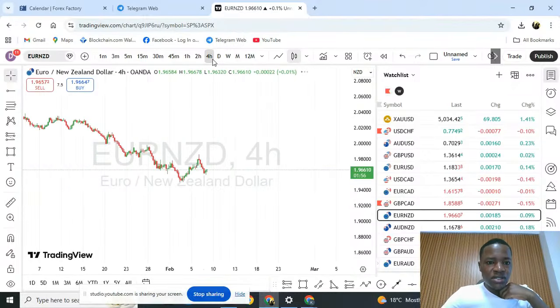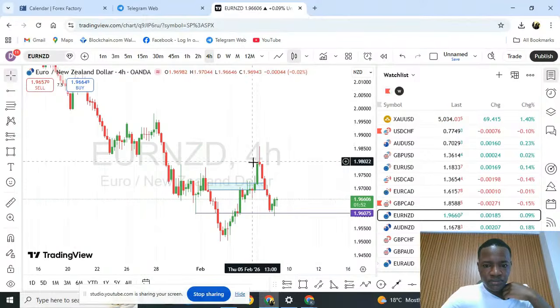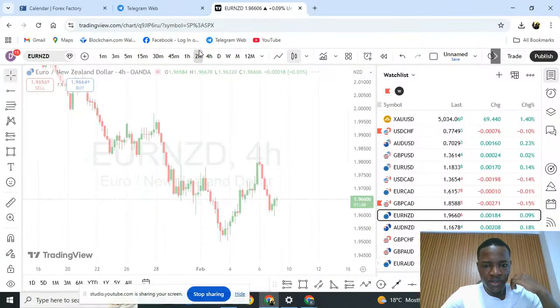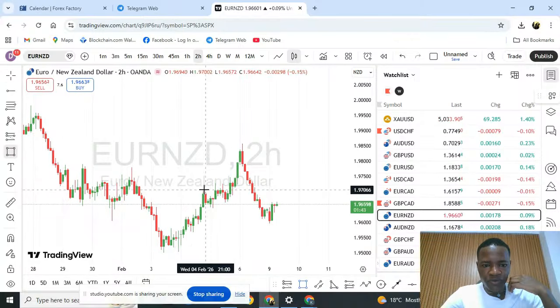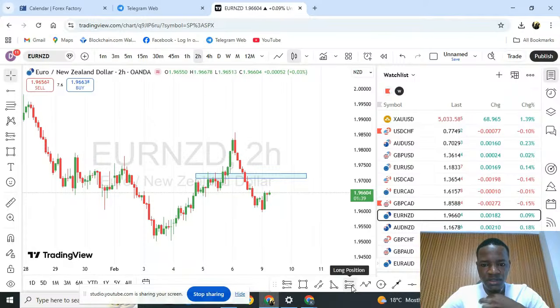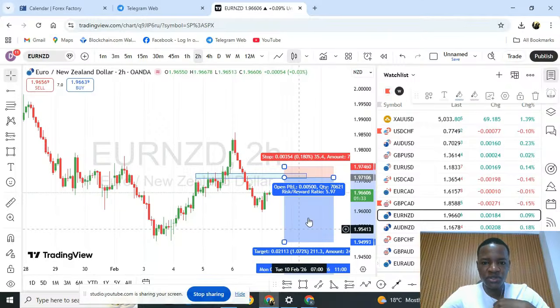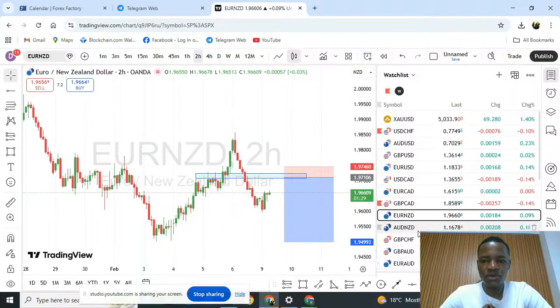Coming back to 4 hours. Let's remove the drawings. Okay, 2 hours. So possible outlook for more sellers is from this particular level. For more sellers on EURNZD, check out this trade for more sellers from this particular level. And I hope you guys are noting down, because after this we are going to summarize on entries that we are looking for, that are going to give us high reward.